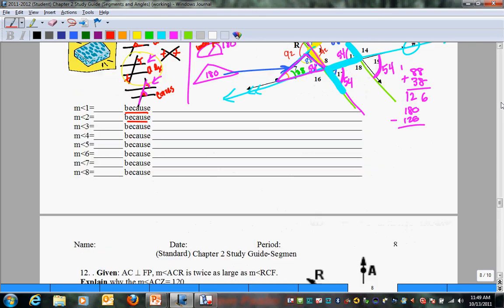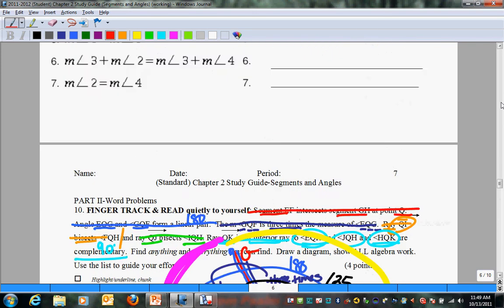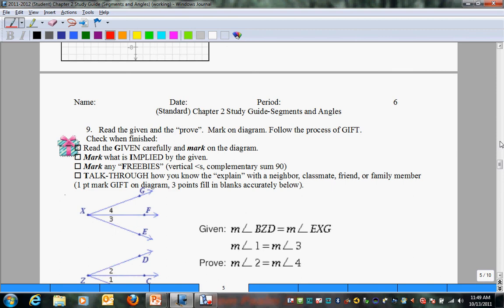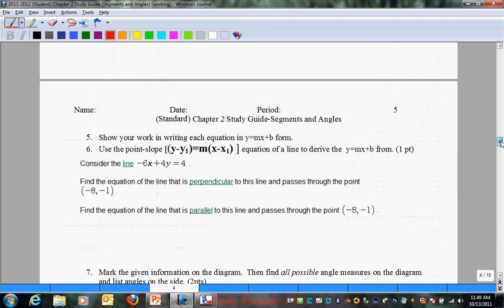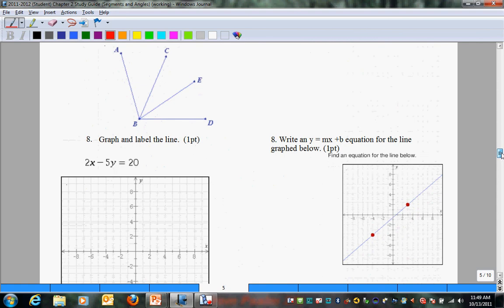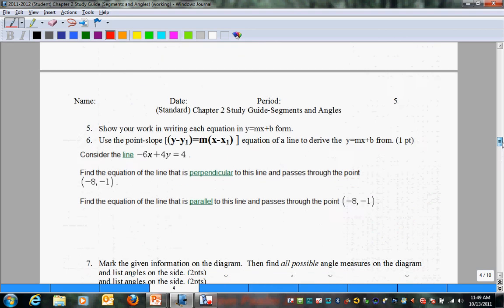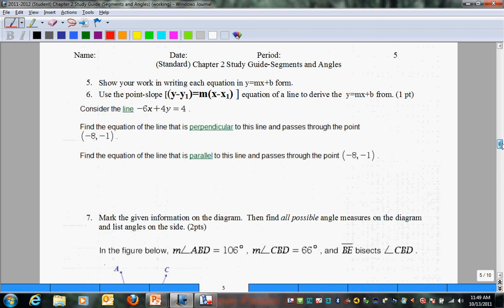Well, let me tell you, on page, number 6, just to give you a heads up, problem 6 and problem 8 both have fractions in it. Number 6. Problem 6 or problem 8, your choice.